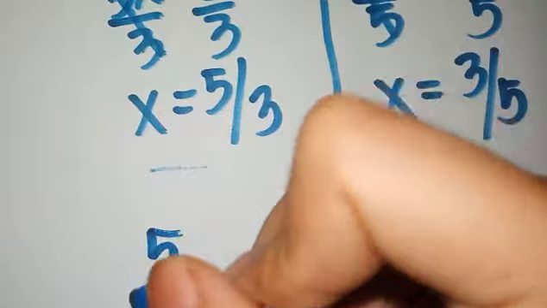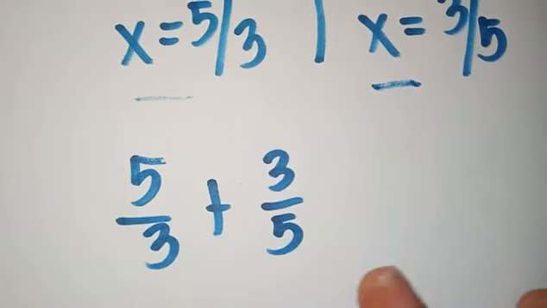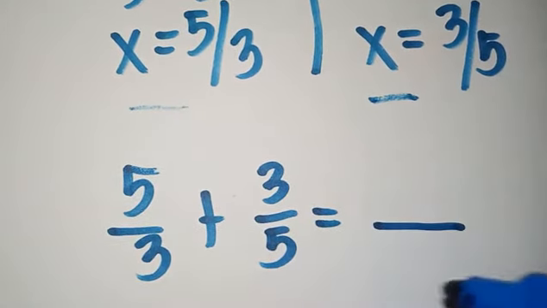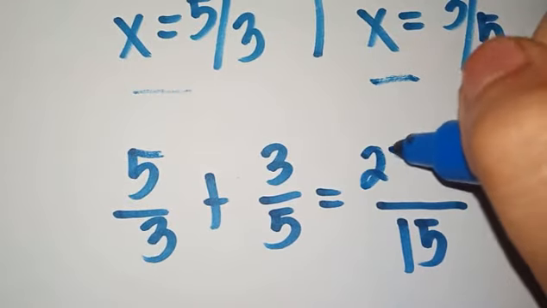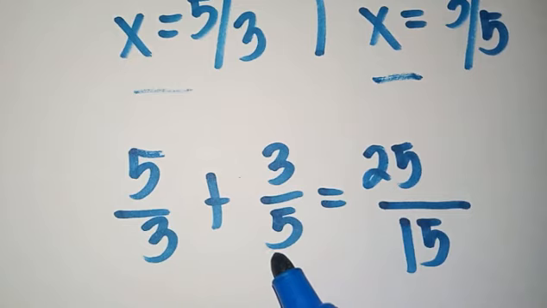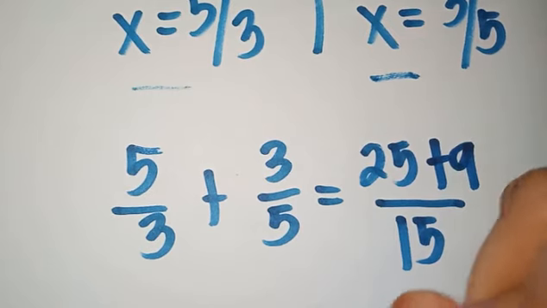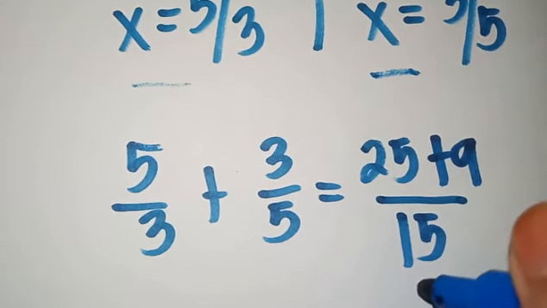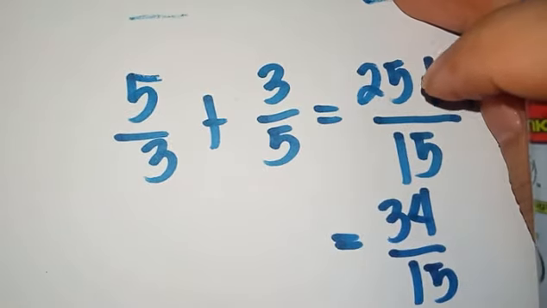So, we have 5 over 3 plus 3 over 5. Okay. So, yung magiging LCD nito ay we have 15. Then, next, we have 15 divided by 3 will give us 5. 5 times 5 will give us 25. The next, 15 divided by 5 will give us 3. Then, 3 times 3 will give us 9. So, plus 9. So, we have 25 plus 9 will give us 34. Then, just copy 15. So, yung nakuha natin ay 34 over 15.